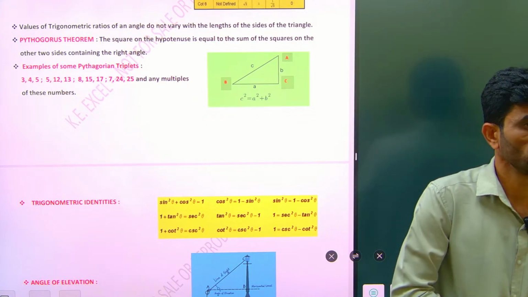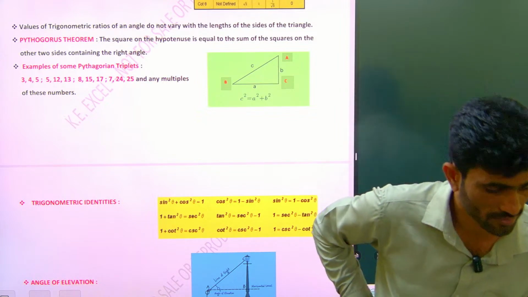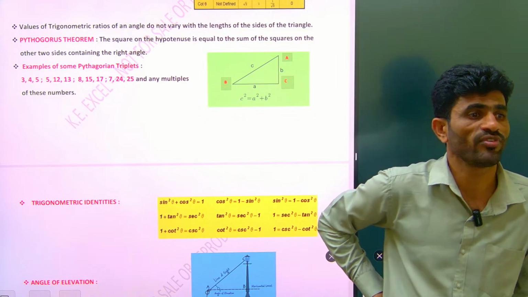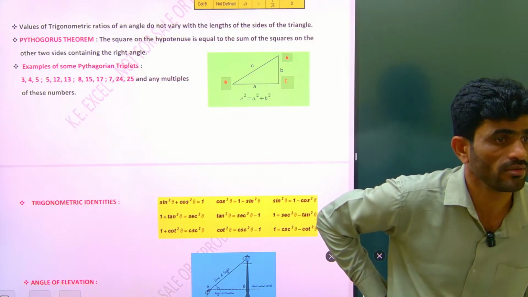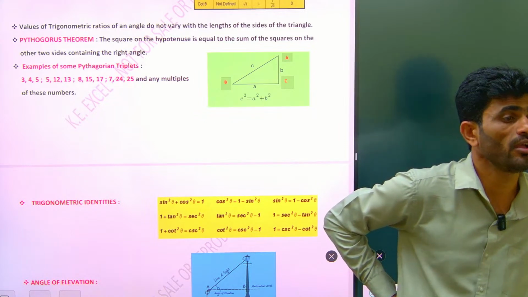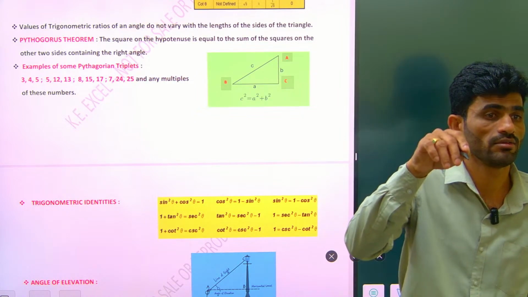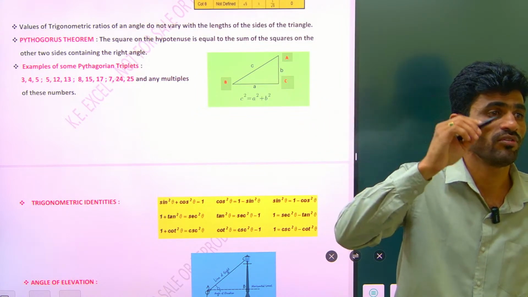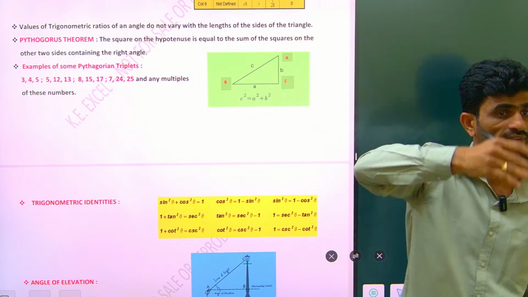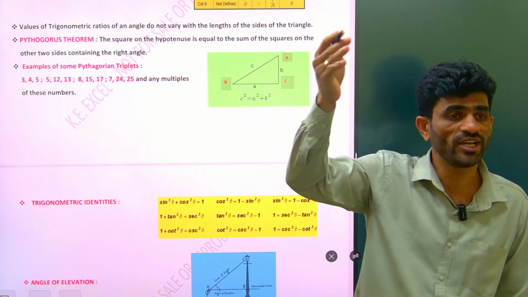Coordinate geometry done. Arithmetic progressions, you remember? What is the AN formula? A plus n minus 1 into d. Whenever they ask you to find which term of the progression, which formula? AN formula. But what do we need to find? N. Which term of the progression is 0? Which term is 20? Which term is 250? A will be given, D will be given, AN will be given. You should find N.